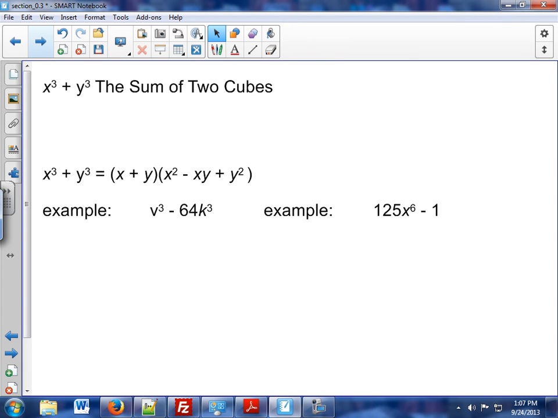Okay, now this is the sum of two cubes. It's very similar. The only thing that changes is the minus. Oh, and I've made a mistake. I can fix that though. I want this half of the room to do this one, and that half to do that one. Actually, no, you do both of them.